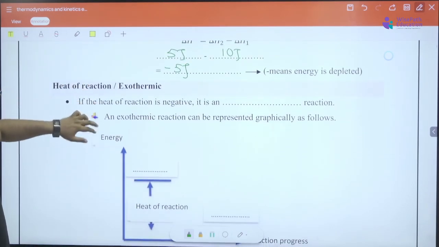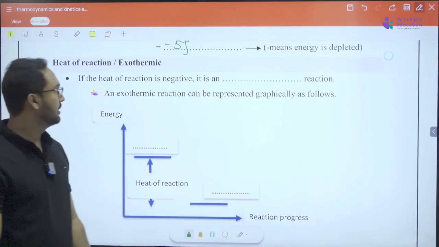So come to this topic, heat of reaction, exothermic, right?